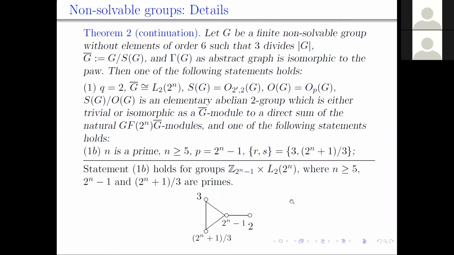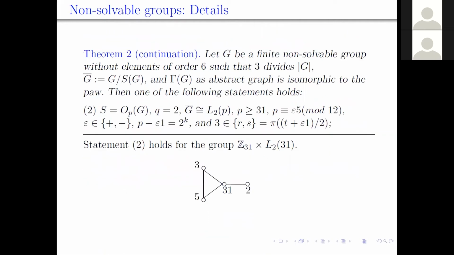The second possibility, you can see the conditions on numbers P, R, S, and n. And this possibility is realized for groups of the following shape. And you can see the Gruenberg-Kegel graph of this group on this slide.